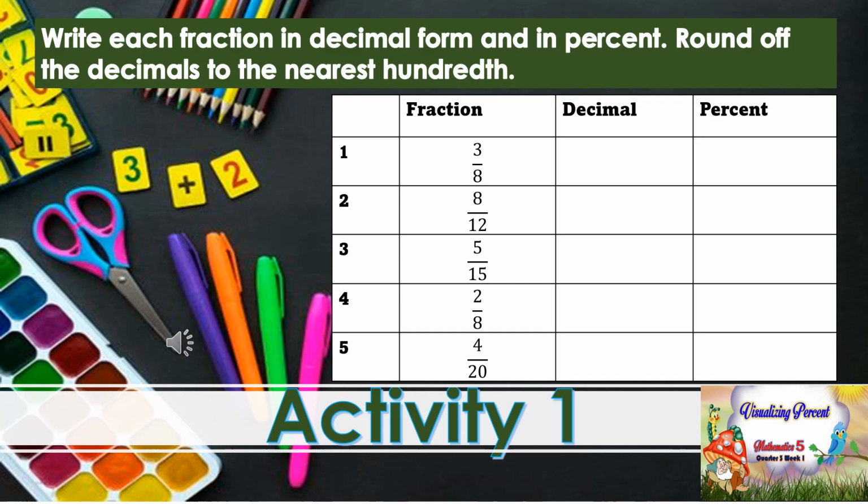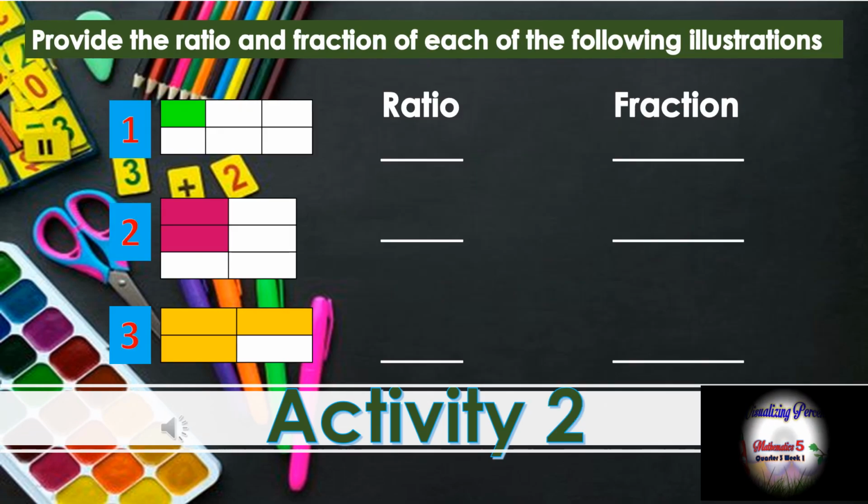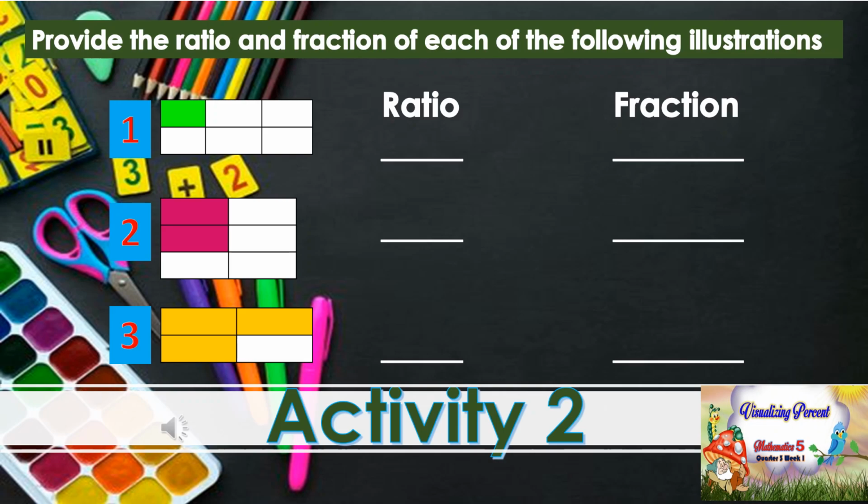It is now time to do Activity 1. Direction: Write each fraction in decimal form and in percent. Round off the decimals to the nearest hundredth. For Activity 2, provide the ratio and fraction of each of the following illustrations.